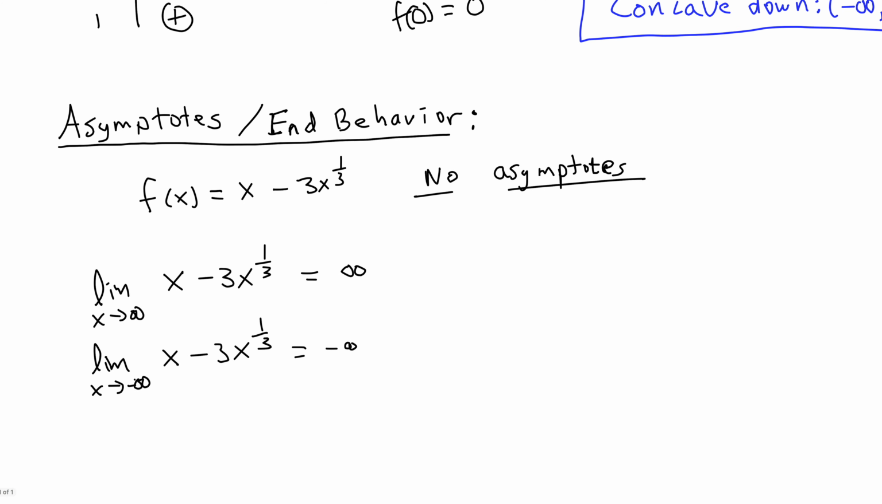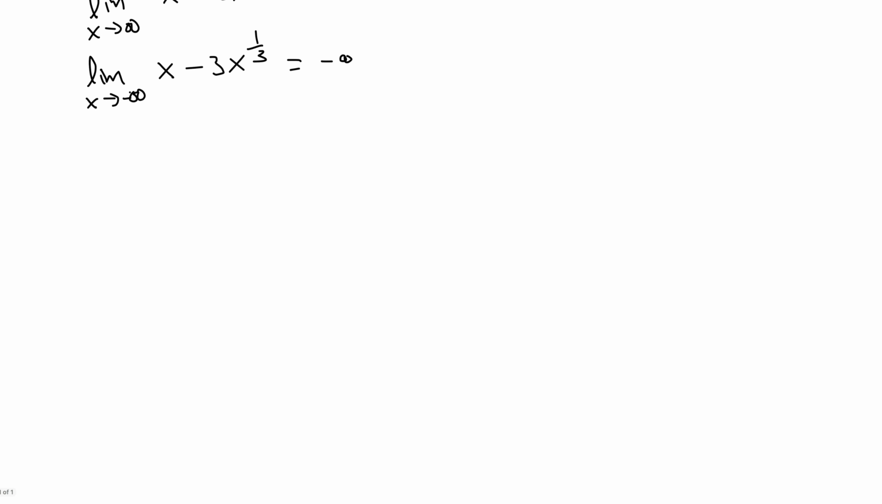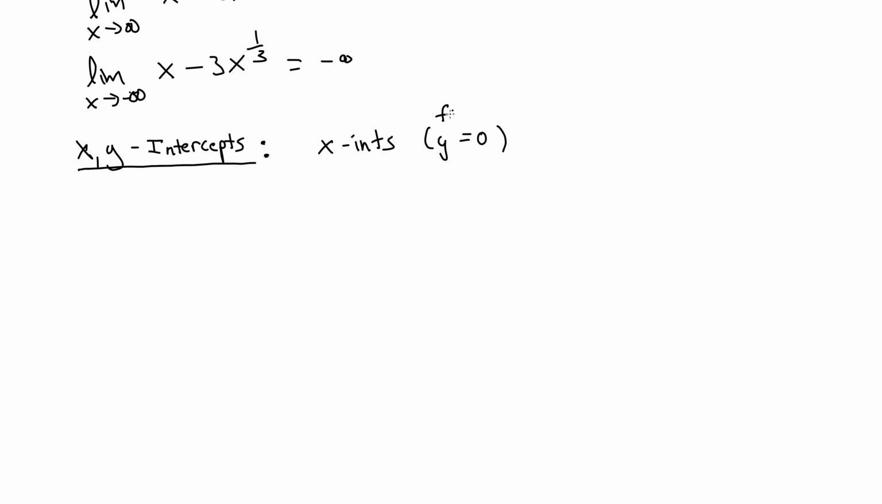The last thing we need to do here is compute our x and y intercepts. Let's start with the x-intercepts, which means we set y equals 0. You always set the opposite variable equal to 0. Well, y is the same as f of x here. So going back to our original function, we get 0 equals x minus 3x to the 1/3.